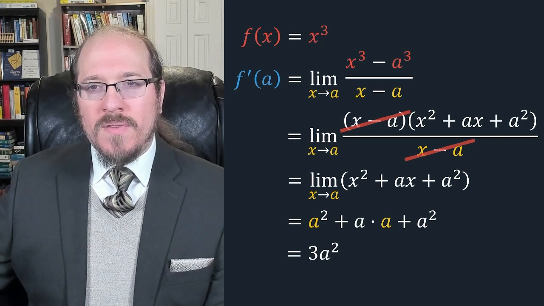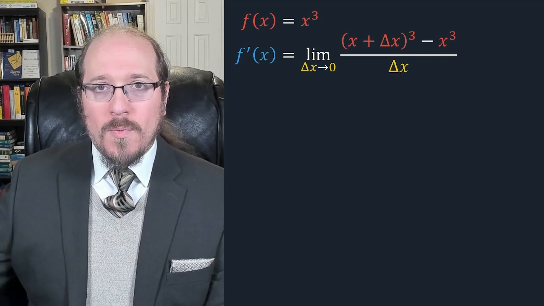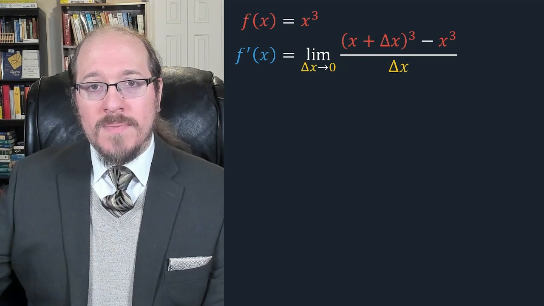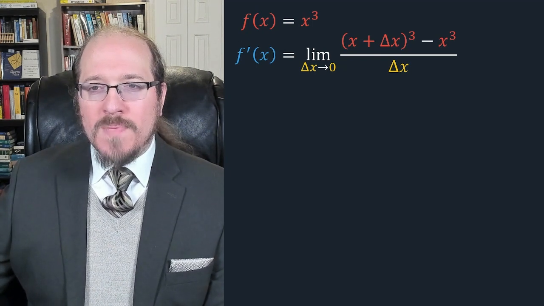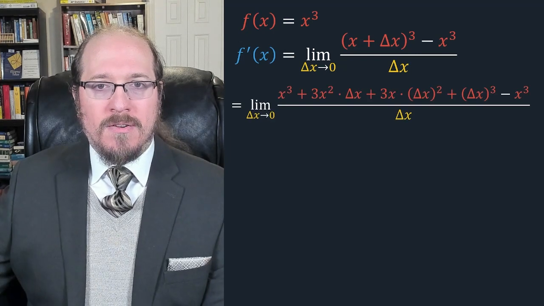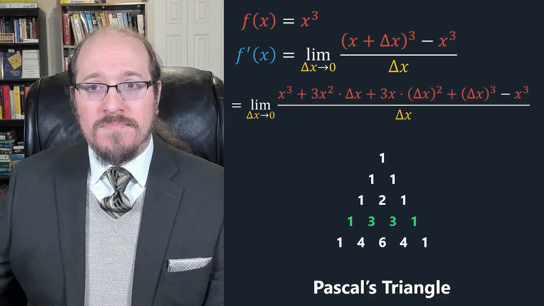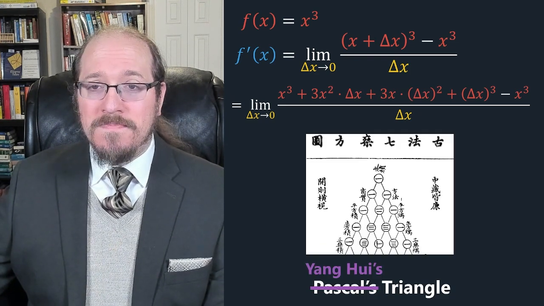Alternatively, if we want the derivative as a function, using that second limit form, we get x plus delta x cubed minus x cubed all over delta x. We can multiply that first power out using the binomial theorem. That's the thing that grabs the coefficients from Pascal's triangle. Or really, it should be Yang-Hui's triangle, but I digress.